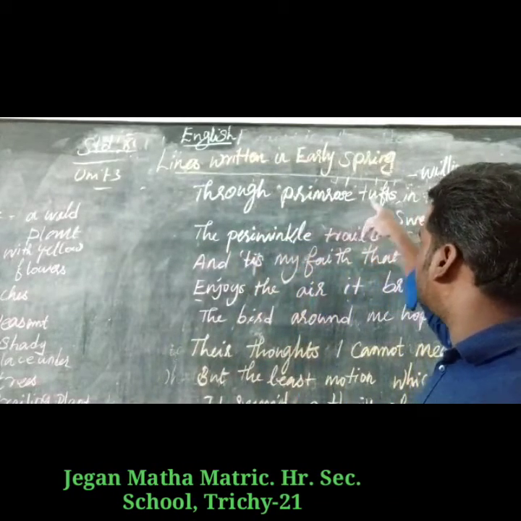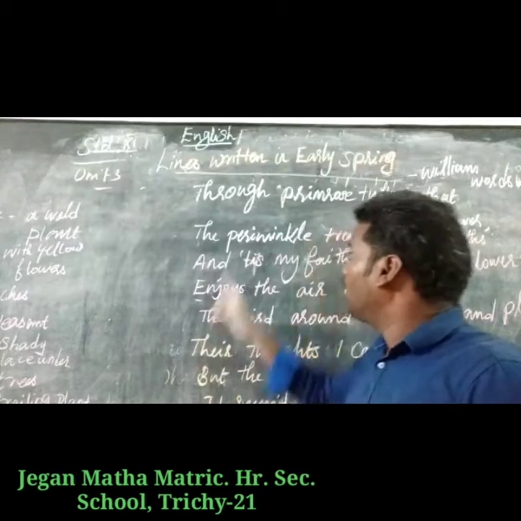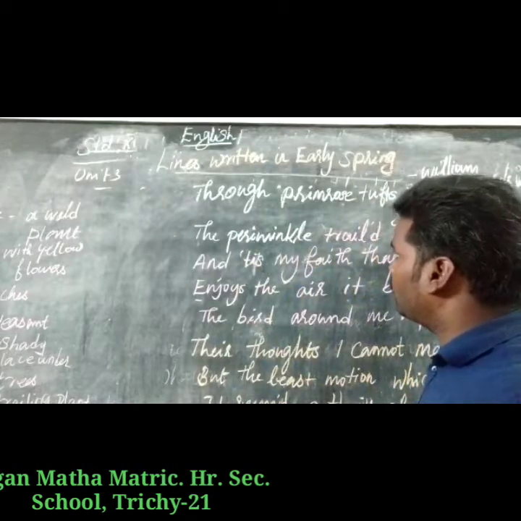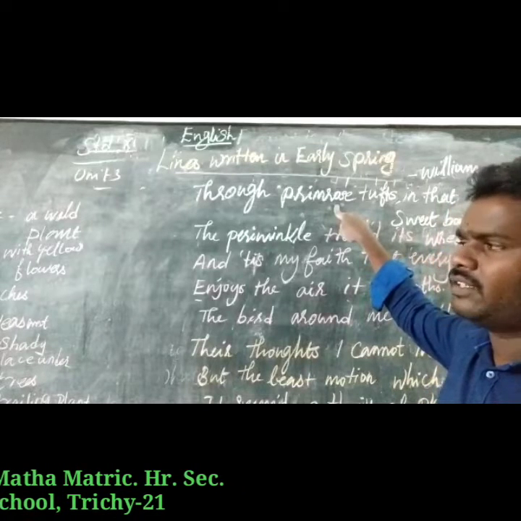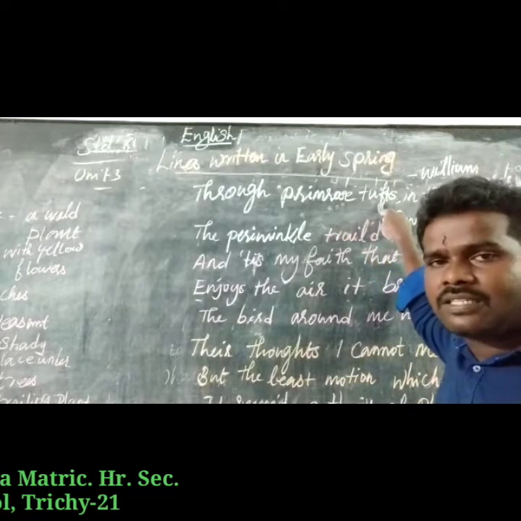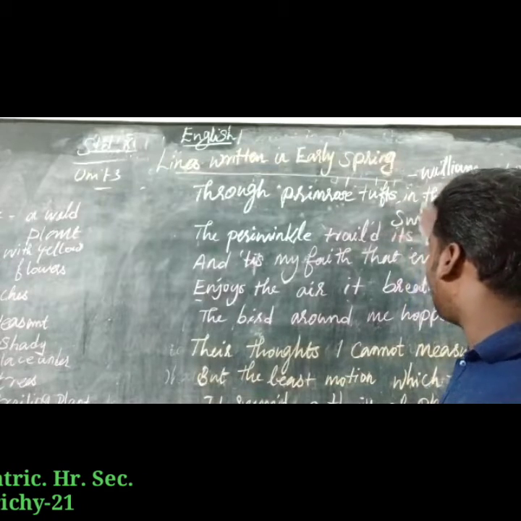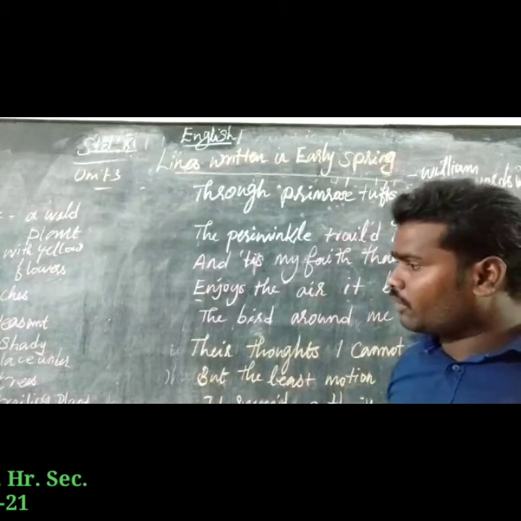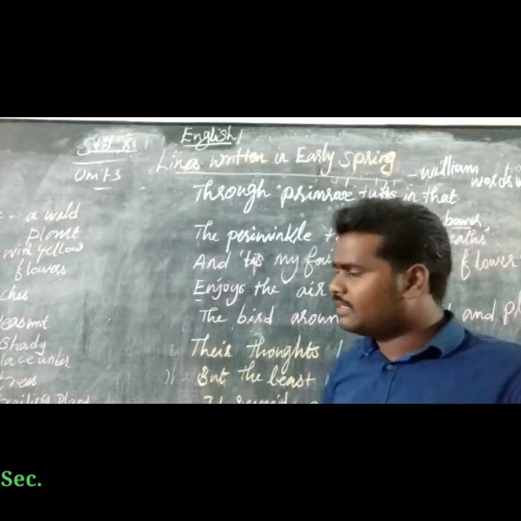Through primrose tufts in that sweet bower. What is the primrose? A wild plant with yellow flowers. And tufts means bunches, groups. The group of yellow flowers in that sweet bower. Bower means a pleasant, shady place under the tree.